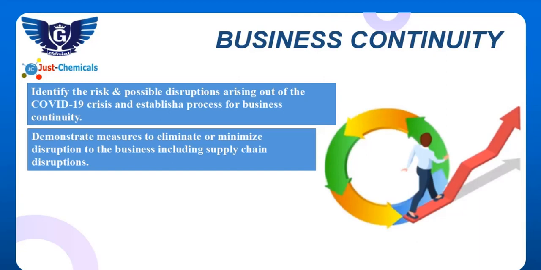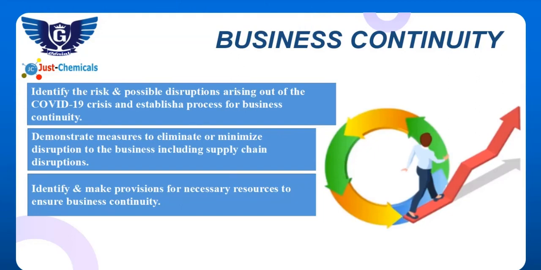Second point, we need to demonstrate the measures to eliminate or minimize disruption of the business, including supply chain disruptions. That means we need to demonstrate the guidelines or the mechanism not only to our employees, but also to our vendors, our supply chains and customers, so that we can minimize the risk or the disruption.